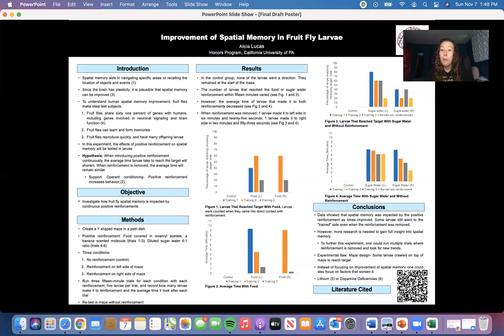Ultimately, from this data, we can see that spatial memory was impacted by positive reinforcement as the trials went on. There was improvement. And some larvae still went to that trained side, even when the reinforcement was removed.